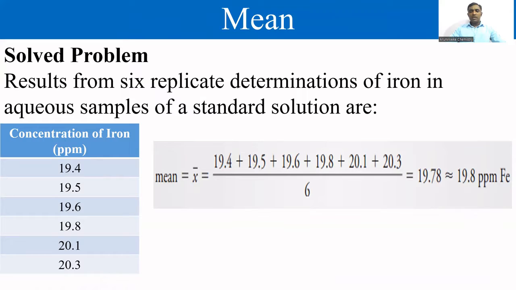So what do we learn from taking the mean? We learn the central value of a particular set of data. In other words, when you have multiple readings, we try to find the central reading by taking the mean of the experiment.